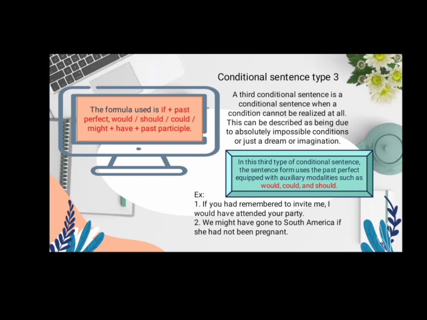Conditional sentence type 3. A third conditional sentence is a conditional sentence used when a condition cannot be realized at all. This can be described as being due to absolutely impossible conditions or just a dream or imagination.